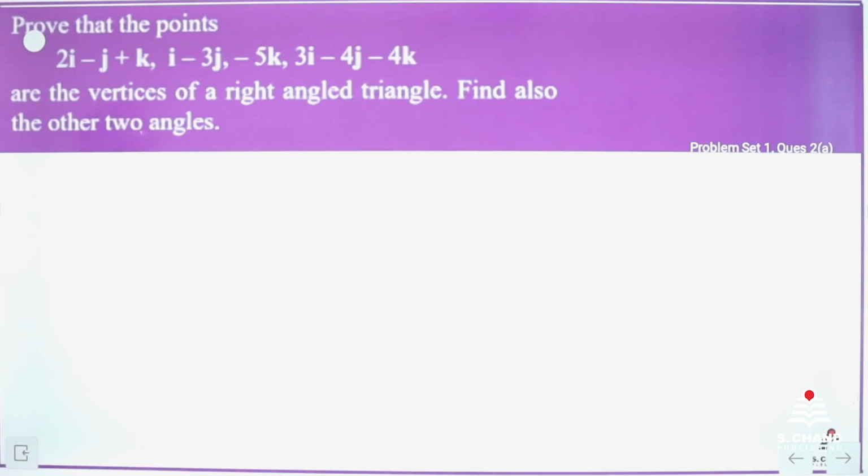Now we have another question. Prove that the points this one, this one, this one are the vertices of a right angle triangle. Find also the other two angles. So this is the same question as we have just seen. Let us come to the next question.